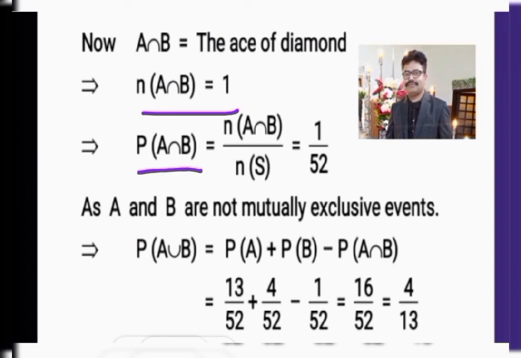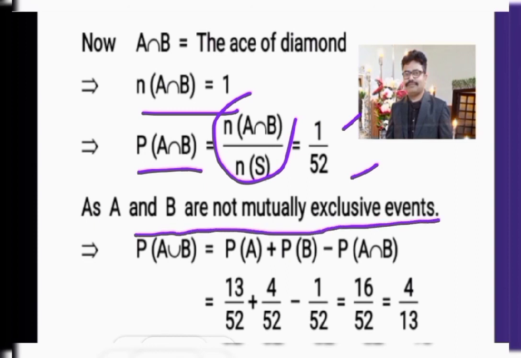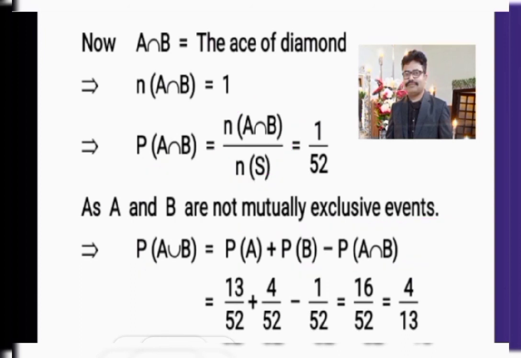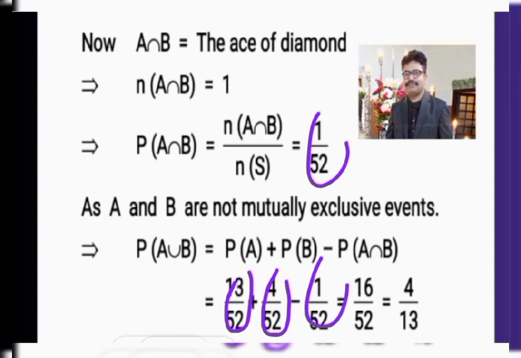Probability of A intersection B will be n(A intersection B) divided by n(S). n(A intersection B) is equal to 1, n(S) is 52. As there is a common card, a common event, these events are called non-mutually exclusive events. So for non-mutually exclusive events, probability of A union B is equal to probability of A plus probability of B minus probability of A intersection B. Probability of A was 13 by 52, probability of B was 4 by 52, and probability of A intersection B is 1 by 52.